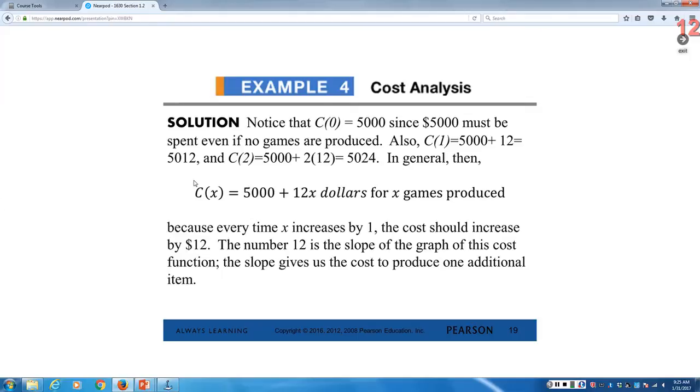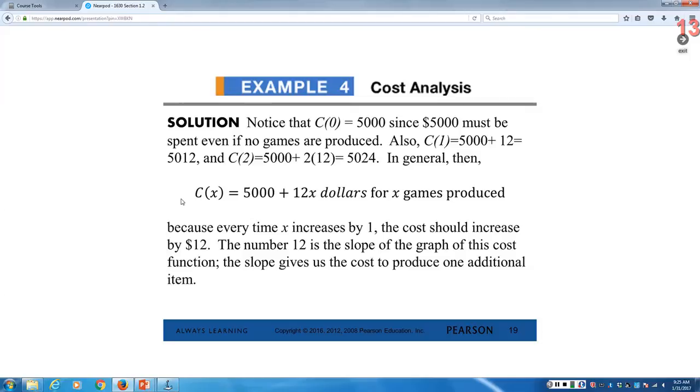C of 1 would be $5,000 plus the cost of producing one game, which is $12. So C of 1 would be $5,012, and C of 2 would be $5,024, and so forth. So basically, the way that you write the cost function is C of X is 5,000 plus 12 times X dollars for X games that are being produced. So your cost function has to have all of those elements. It's not just an equation. It has to be written in function form, not y equals, but C of X equals, or whatever you choose instead of C. We just chose C because it's cost.